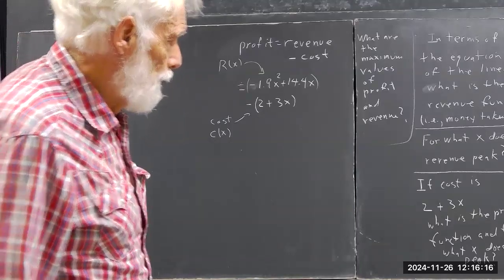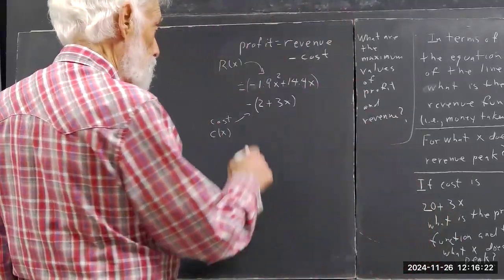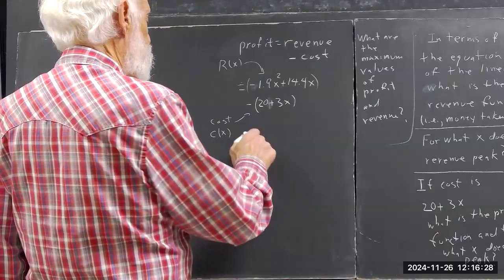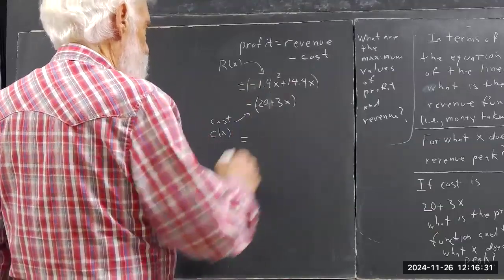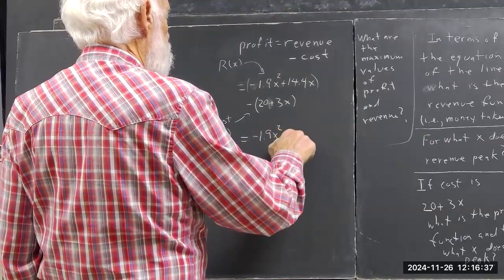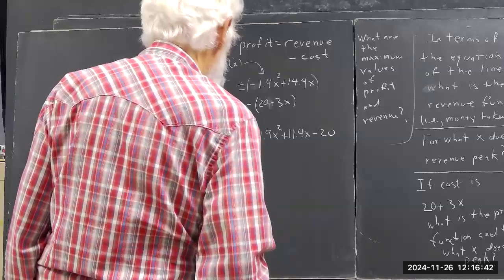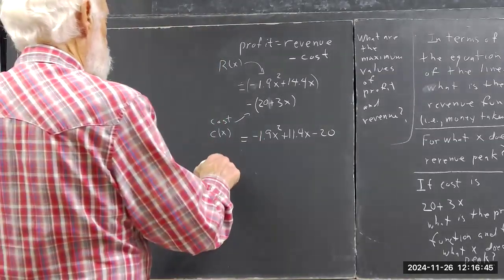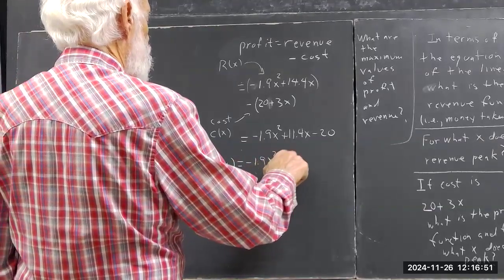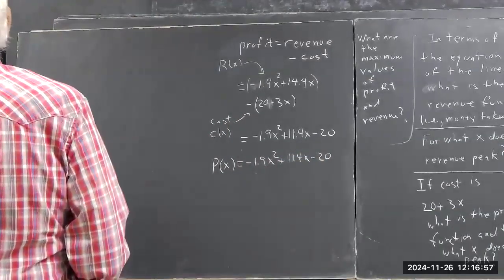Now, I'm going to change that function. I'm going to say the cost is 20 plus 3x. It worked out for 2, that's fine. But I'll do this. Now, if I work all this out, I still have the negative 1.9 x squared, but now I've only got 11.4 x, and then I've got minus 20. So profit is this. Now, graph.